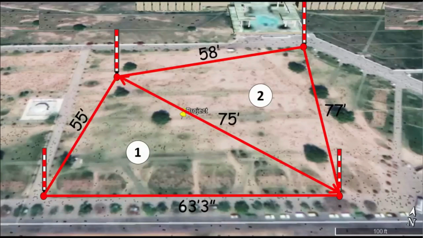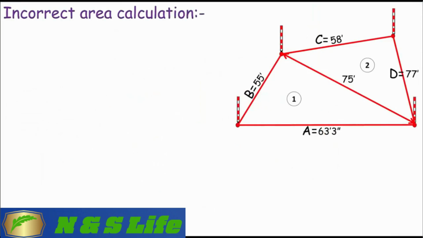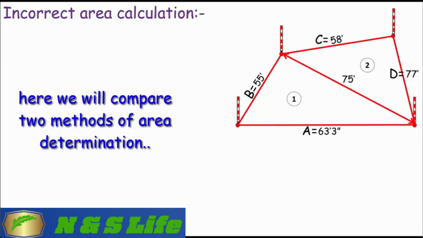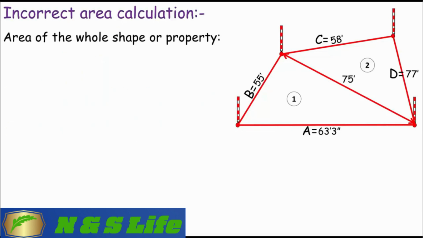Let's do a manual calculation here. In this calculation, I'm going to calculate the area of the property with the help of two formulas, and we will compare the answer of each formula with the answer of software to check which formula is okay and which one does not give the correct answer. Let me call one the wrong solution and one the correct solution. I will start with the wrong solution, which is followed by most people and students. Let's talk about this one method.